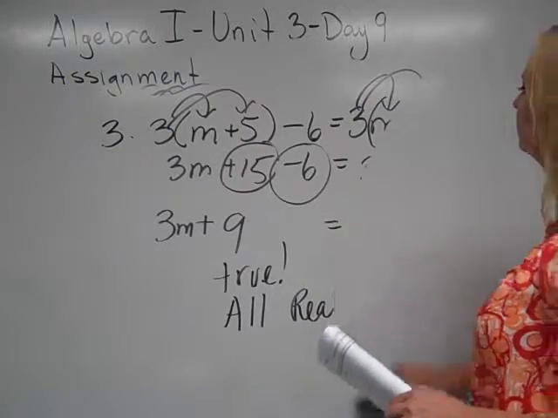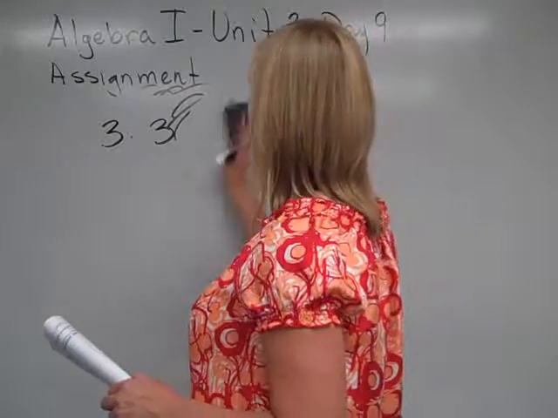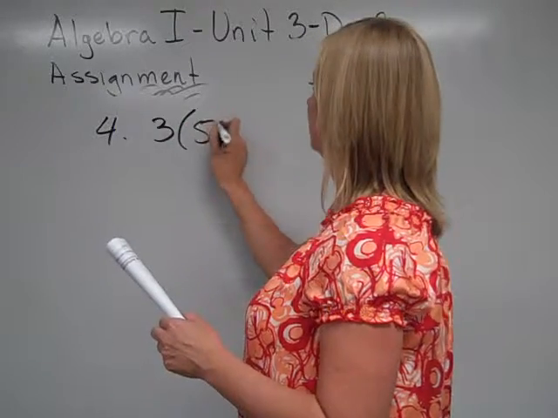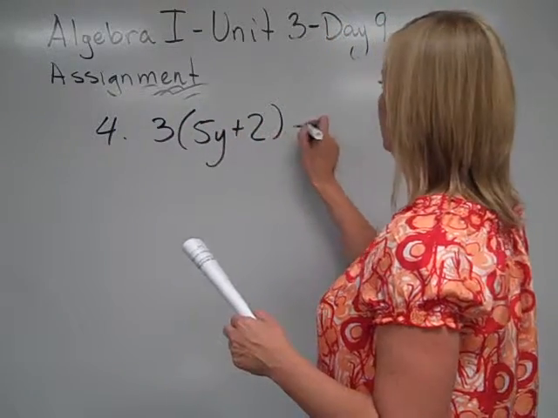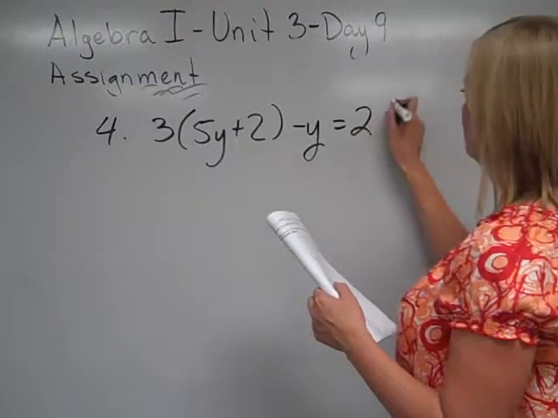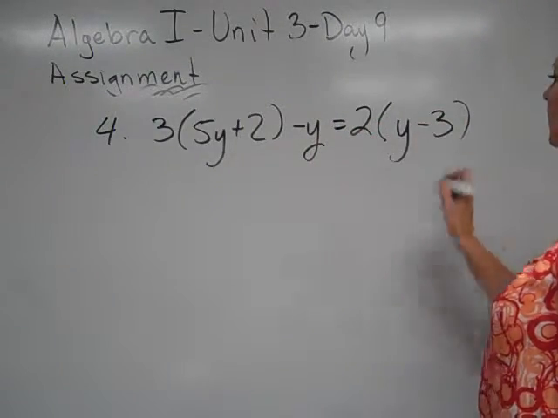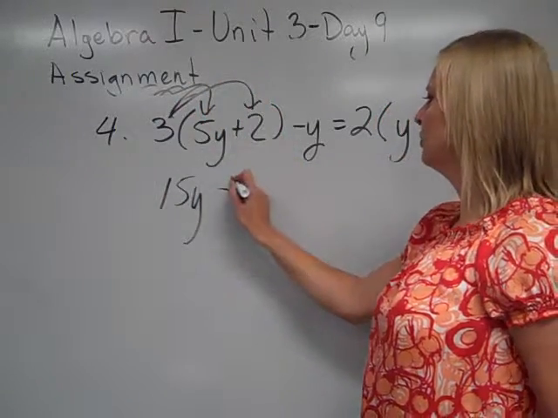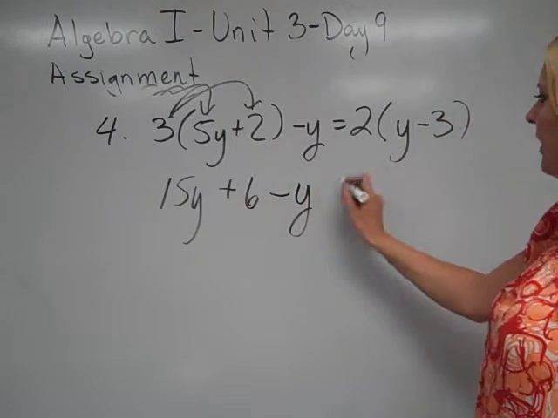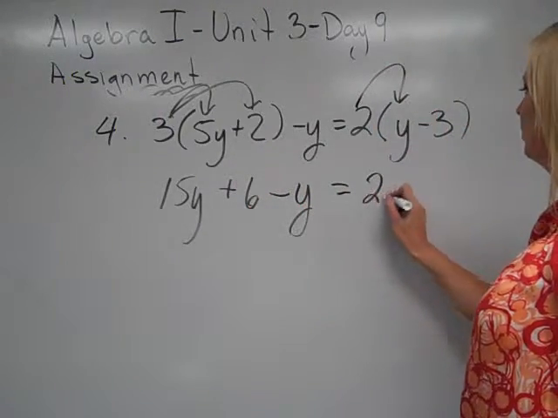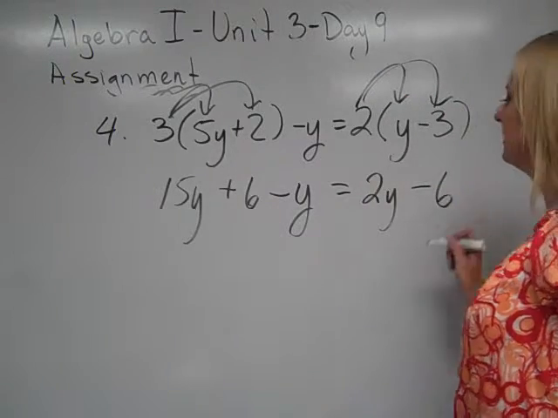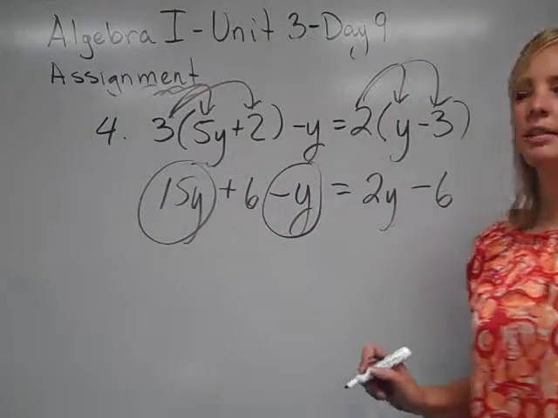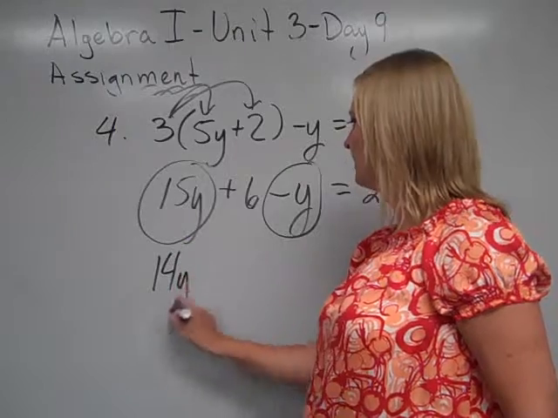Number 4. Three times (5y plus 2) minus y equals 2 times (y minus 3). Let's distribute. 3 times 5y is 15y. 3 times 2 is plus 6. Drop down the minus y equals 2 times y is 2y. 2 times negative 3 is minus 6. Let's combine like terms. We lost a y, we found 15 y's, for a total of 14 y's.